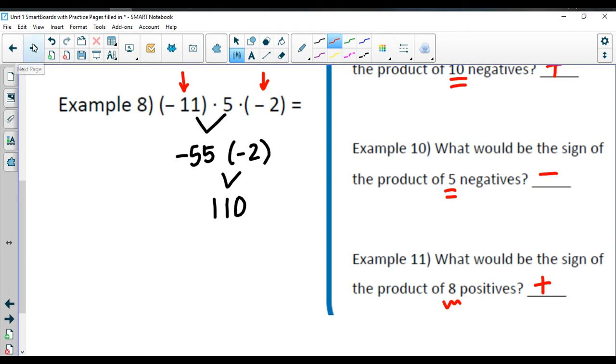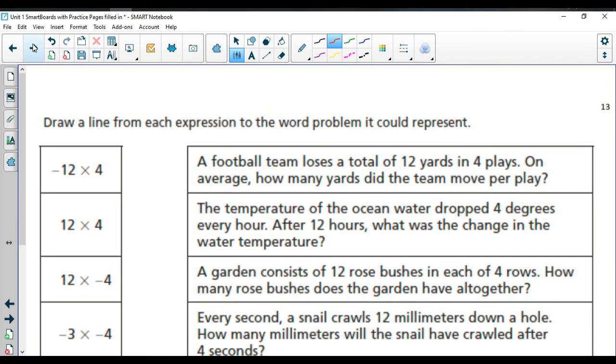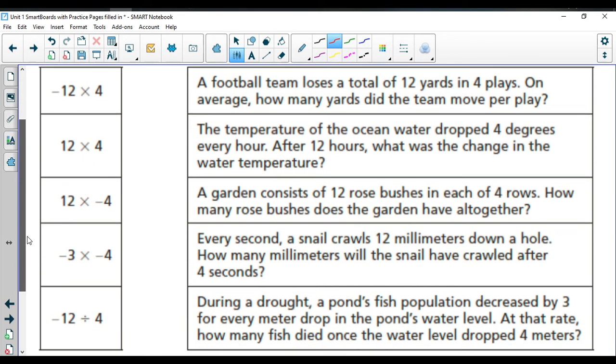All right. On the next page in your notes packet, this is page number 13 here. We have up at the top, draw a line from each expression to the word problem it could represent. So we're going to be looking at these in real life and trying to figure out, again, kind of like our adding lesson, are we talking about positive or negative numbers here?